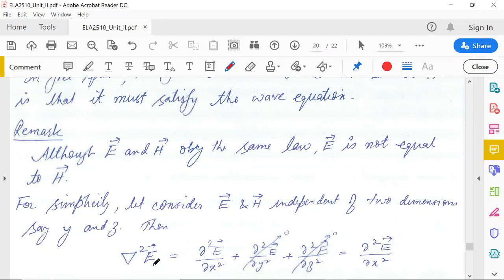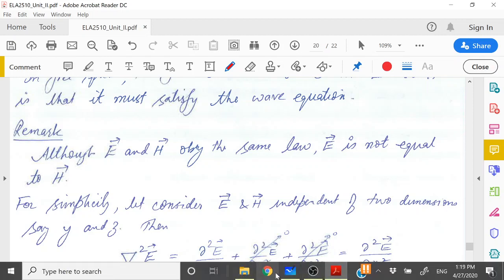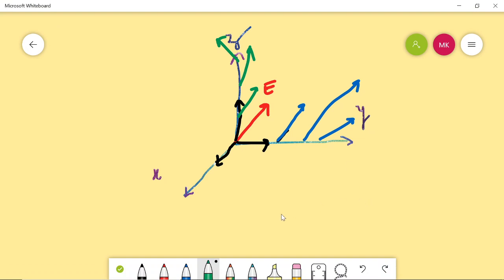For example, if we are moving in this Y direction, this remains constant. If the direction and magnitude of E is this one, it will remain the same, constant. It is not going to change. Similarly, if you go upward, this direction is also not changing.